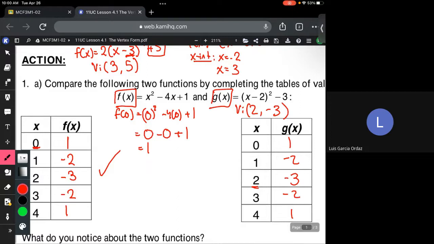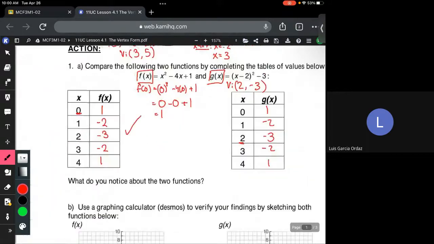What you notice is the vertex. So what do you notice about the two functions? They are the same.